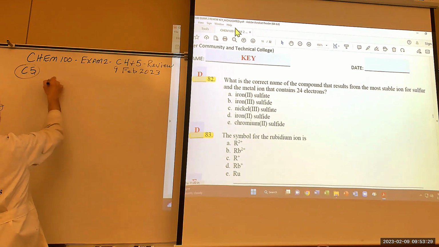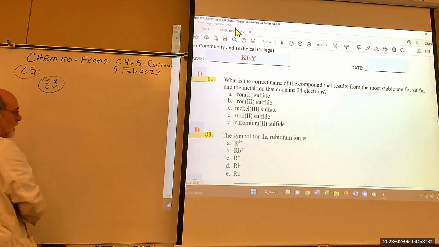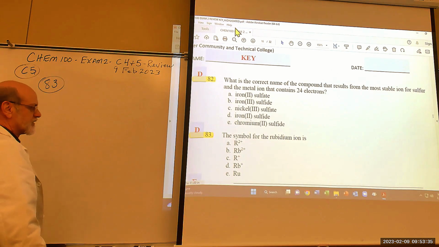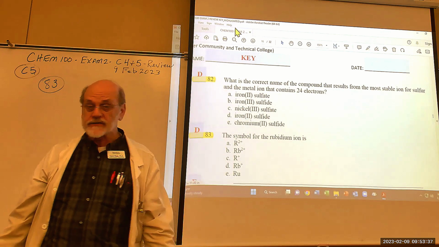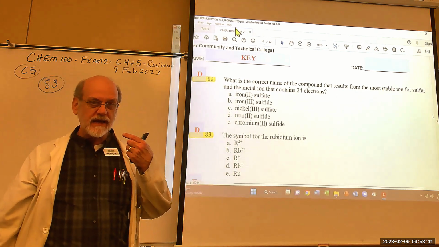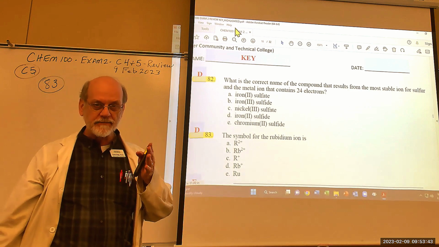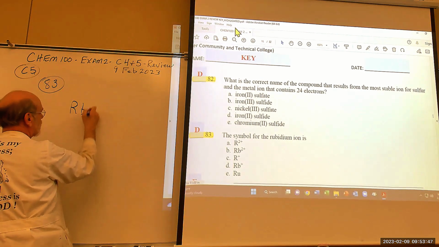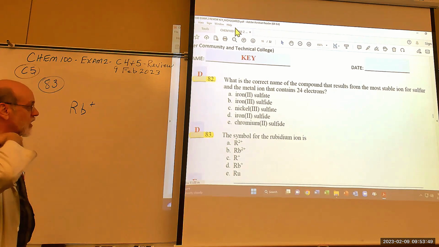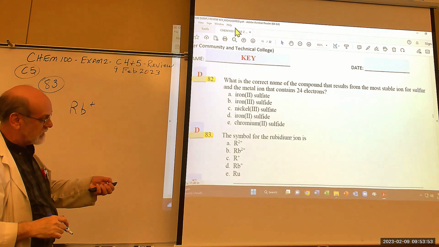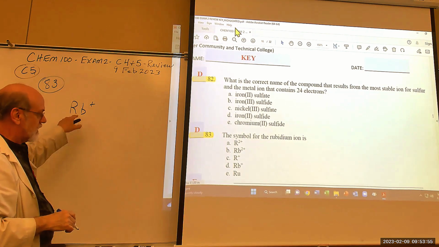$83. The symbol for the rubidium ion. All right, so we need the symbol for rubidium first, and we find it in the alkali metals, first column. That means it will always have a +1 charge if it's an ion. Right here, it says it's an ion. So that is the ion right there.